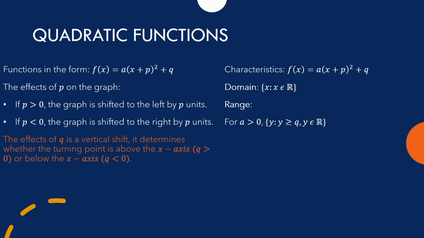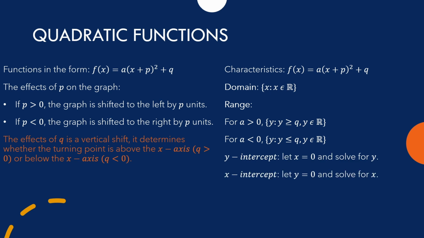And we know that for a parabola, it can either exist above the turning point or below the turning point, never both. Now let's take a look at the range when a is less than 0. We go on to say y to show that we're talking about the y, where y is less than or equal to q, y is an element of real numbers. For the y-intercept, you let x equal 0 and solve for y. And again, for the x-intercept, you let y equal 0 and solve for x.